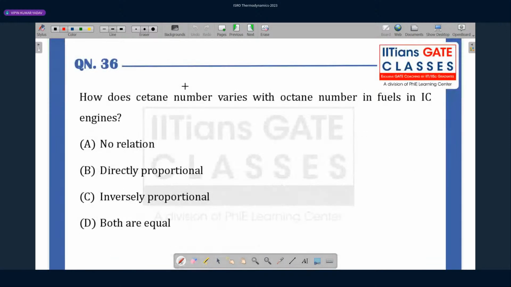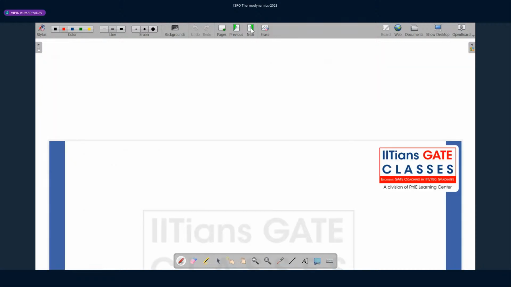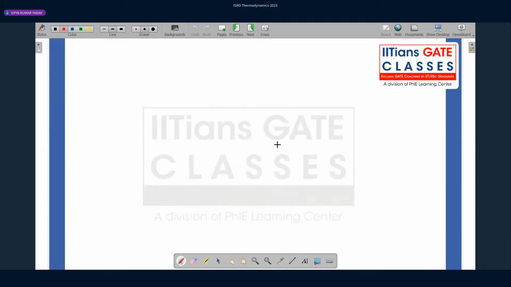Now, how does cetane number vary with octane number in fuels in IC engines? So what is the relationship between cetane number and octane number? This is what they are trying to ask. So this requires a basic understanding of the concept. What is cetane number? Okay, what is octane number first of all?